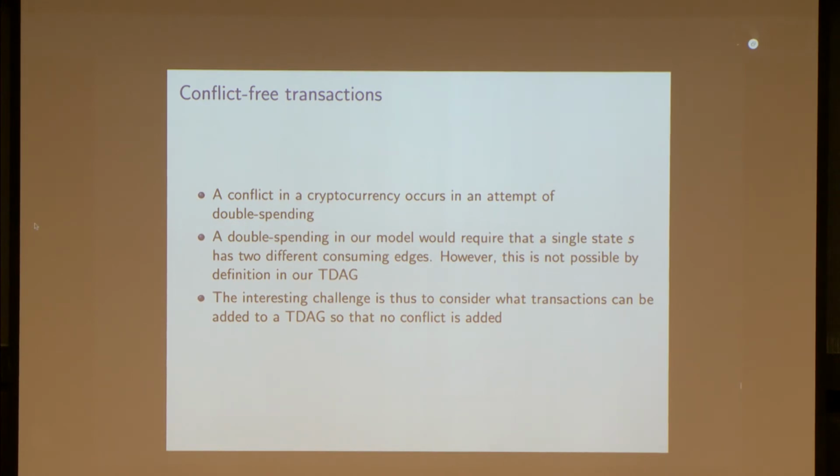Double spending in our model, in the TDAG, will require that a single state has two different consuming edges. You should remember the notion of transaction that we have seen before. This is not allowed by the definition of transaction itself. Therefore, our TDAG must not have any double spending. However, the challenge comes when we have a TDAG which is valid, and we have other transactions. So how can we add those new transactions into the TDAG itself, such that by adding these new transactions, we are not adding conflict, or we are not adding double spending?